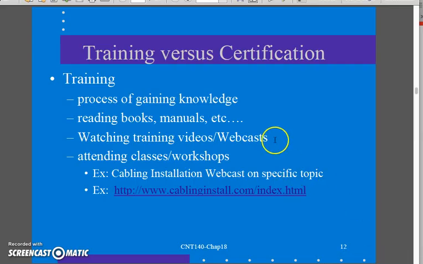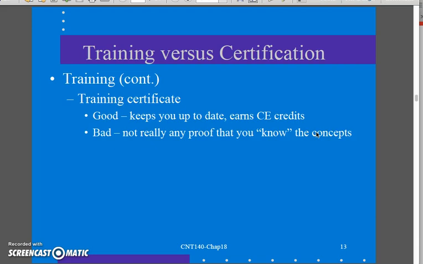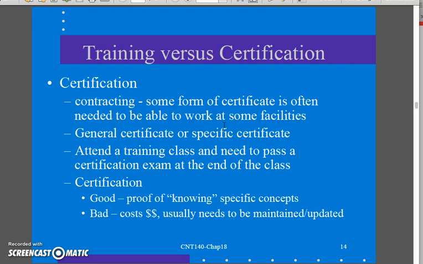Let me pop back over here. Here we go. Those would be all examples of training. The good part about this is it keeps you up to date. In some cases, you can earn continuing education credits for this. But the bad part is I'm not really proving that I know these concepts. That's the only bad part. I can go watch the webcast, and it doesn't mean I have to turn right around and repeat that knowledge. But at least it's a way for me to keep up to date. That's the good part about training.